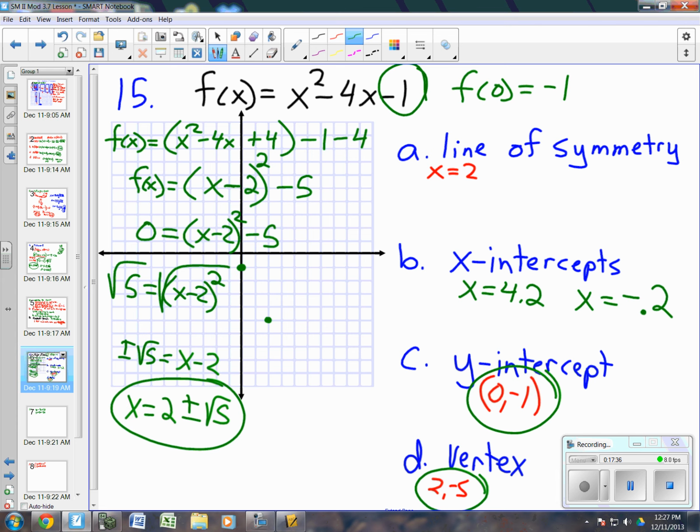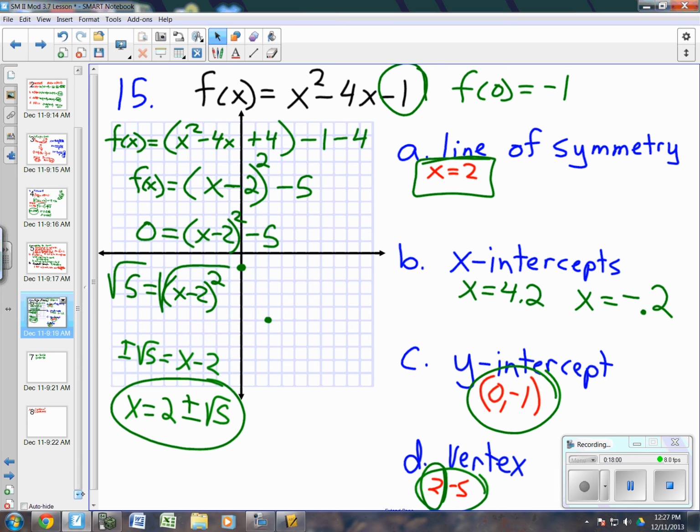Now, you guys, since my vertex is at 2, negative 5, I know my line of symmetry is x equals 2, because it's always x equals the x coordinate, right? So I've got that one done. This is stuff we've done before, isn't it? This was on the last test. So we got that down. So, okay, any questions on that?